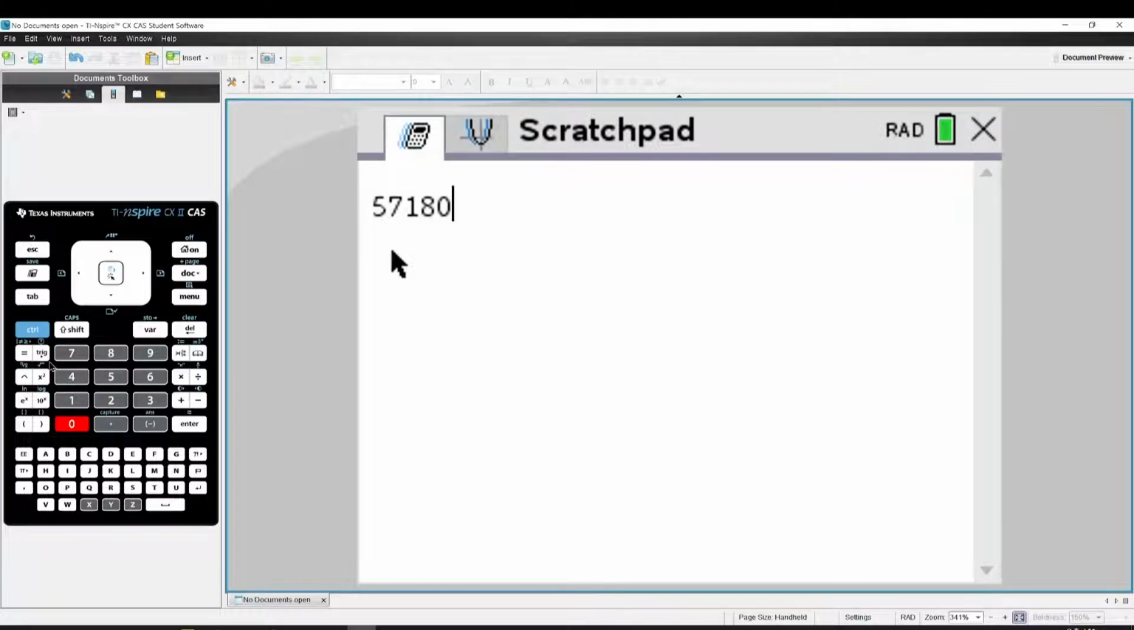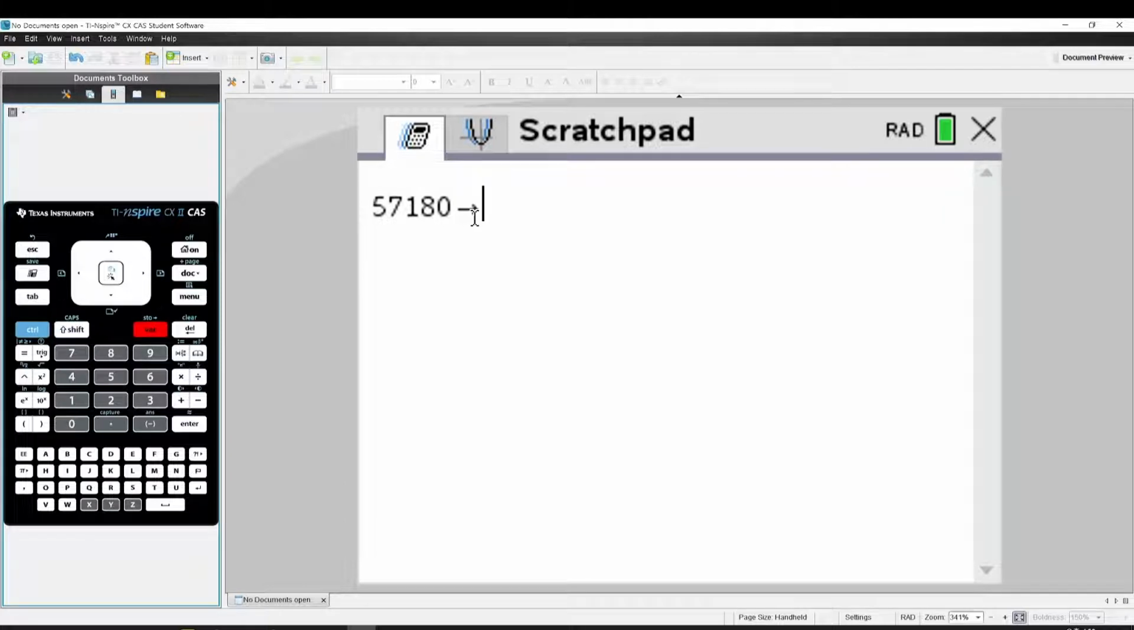What I can do is press Control var. That's going to give me an arrow, and I can press Y and press enter, and now this value is stored inside of the variable y. Now let's say I want to do some kind of operation with this. Let's say, I don't know, 2y plus 1.